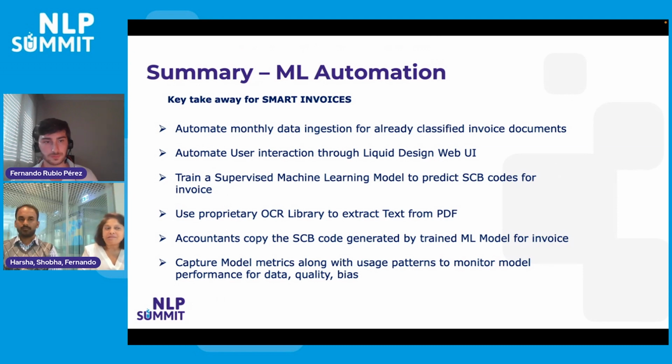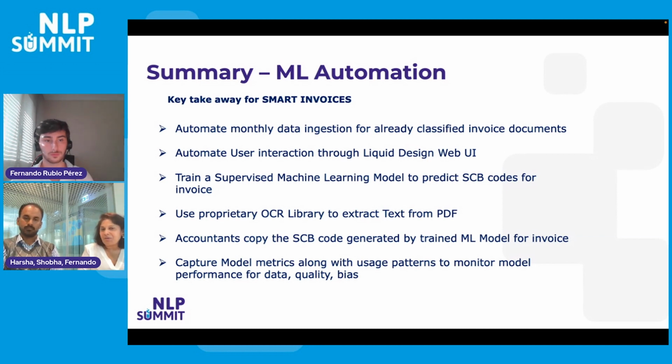So the key takeaways from this automation are automating the whole pipeline, the data ingestion part, which happens on a monthly basis. We also automate the user interaction through a Liquid Design web application, the web UI. And then we're using a trained supervised machine learning model to predict the SCP codes for invoices. To convert PDF to text, we're using a proprietary OCR library. The accountants upload the PDF and then get the results, the top 3 rankings, and then copy the SCP code and post it in another system. So we cut down the human errors here. And finally, we capture all the model metrics and the usage patterns to monitor the model performance and look for quality data, and any data bias in it.